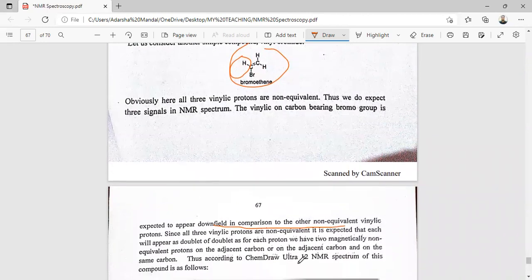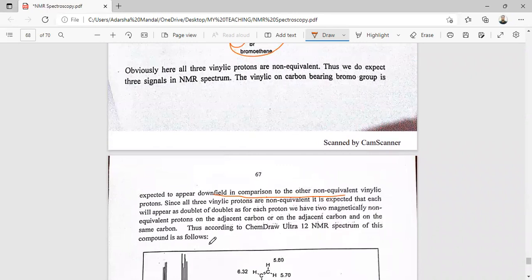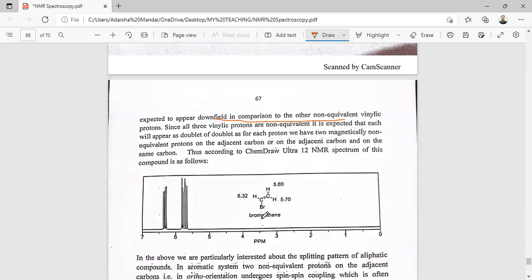Since all three vinylic protons are non-equivalent, each is expected to appear as a doublet of doublets, as each proton has two magnetically non-equivalent protons, on the adjacent carbon and on the same carbon. So for this CH group, it will first be a doublet, then this doublet is also split by this hydrogen, giving a doublet of doublets splitting pattern. The same is the case for this hydrogen, and this hydrogen also gives a doublet of doublets. So this is the NMR spectrum.